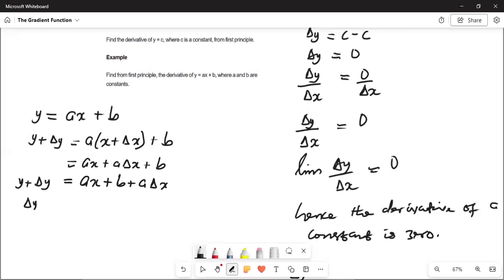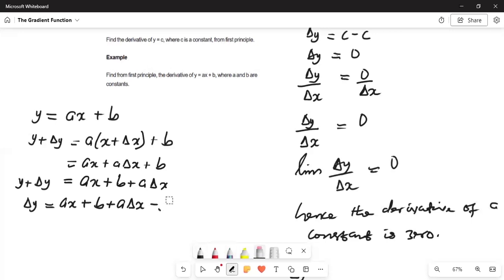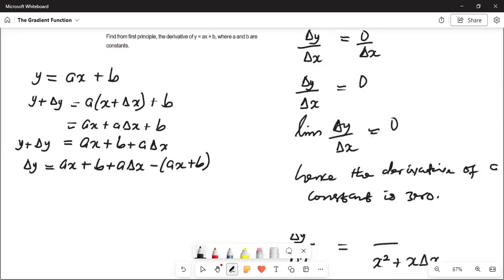Making delta y the subject of the equation, remember, it's y plus delta y that gave us this. So making delta y the subject, delta y will be ax plus b plus a delta x minus y. But y is ax plus b. So instead of putting y here, let's just substitute it with its value, which is ax plus b. So that when we open these brackets, we are going to have ax plus b plus a delta x minus ax minus b. So ax minus ax is 0 and b minus b also 0. Therefore, delta y is equal to a delta x.